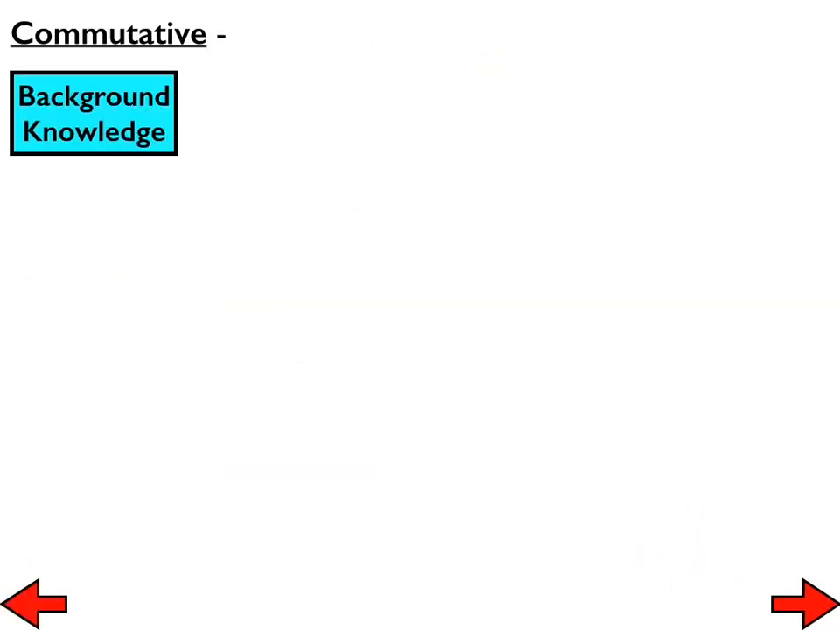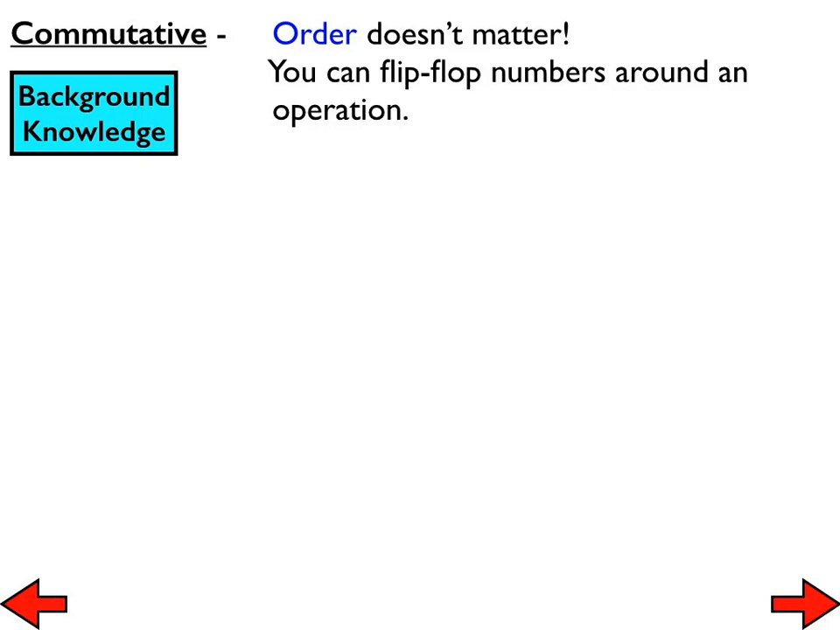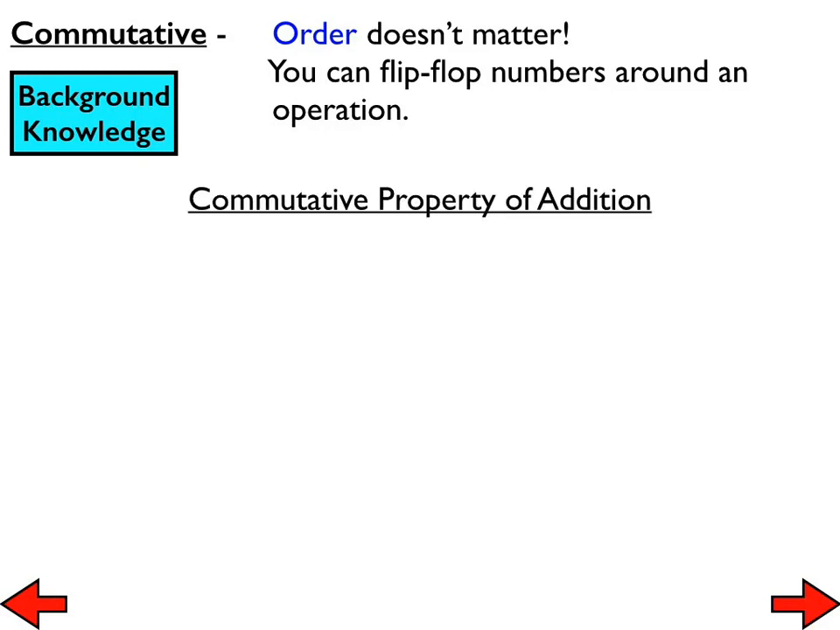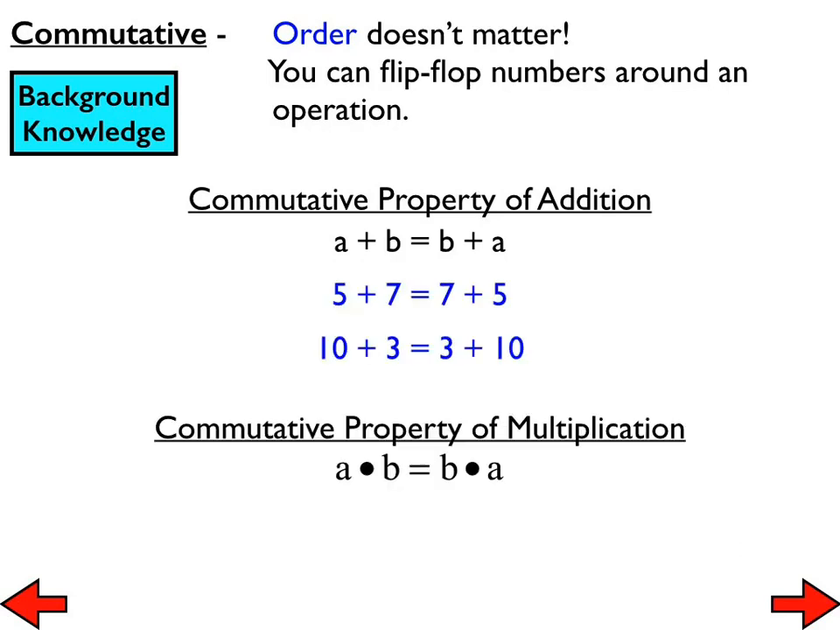A little bit of background knowledge from last year. We already did some background knowledge on the commutative property where we can flip-flop numbers around addition. Well, that also applies to multiplication. I talked about the fact that that does not apply to subtraction because 6 minus 2 is not equivalent to 2 minus 6, but we can flip-flop numbers around addition and multiplication.